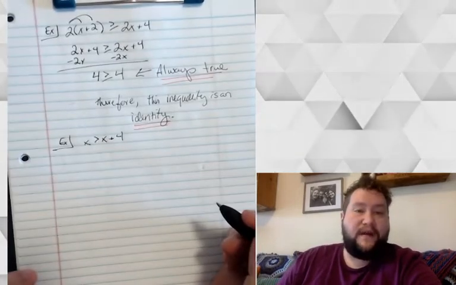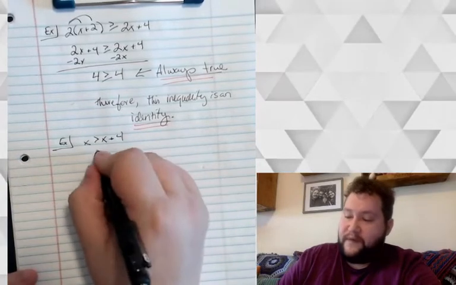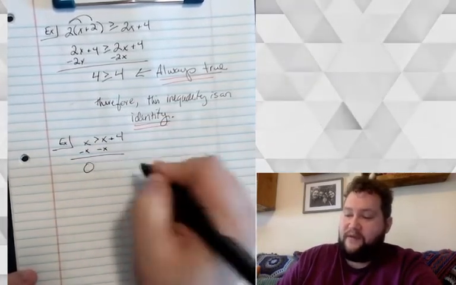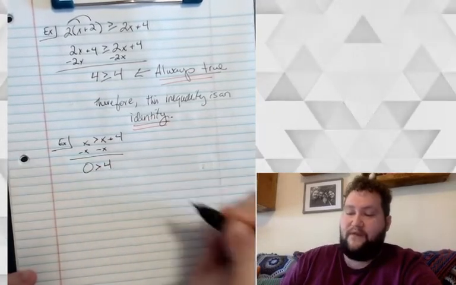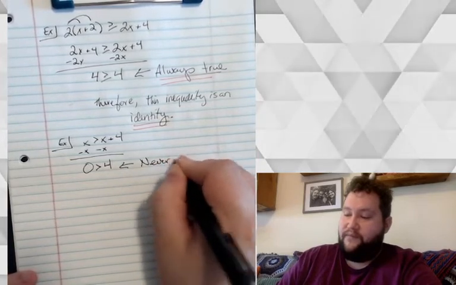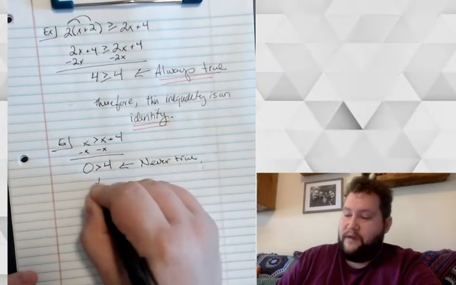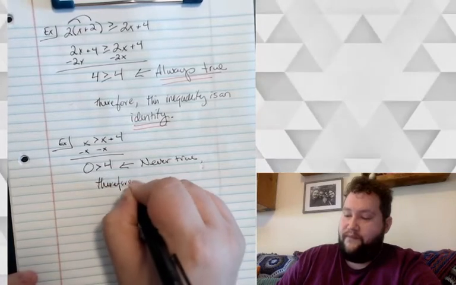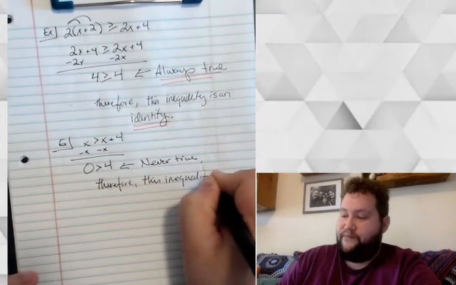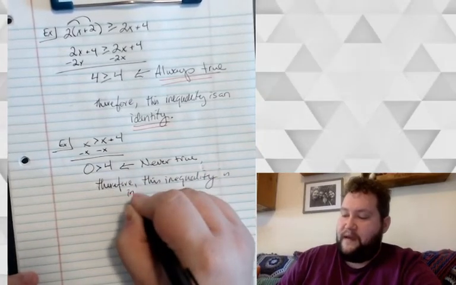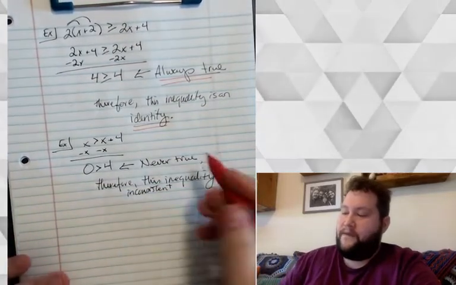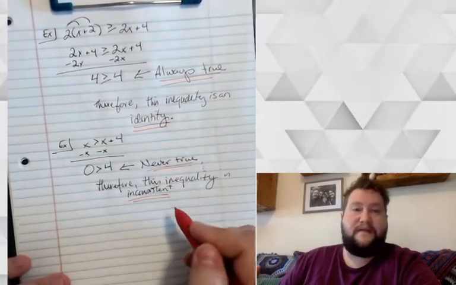If we have x is greater than x plus 4, we'll do the same thing, subtract x from both sides. We get x minus x, which leaves us with 0, 0 greater than 4. Well, is 0 greater than 4? Well, that's never true. Therefore, this inequality is inconsistent. So never true means inconsistent.